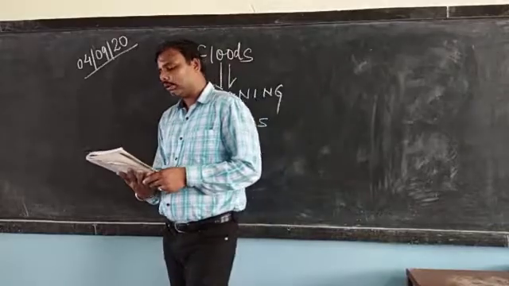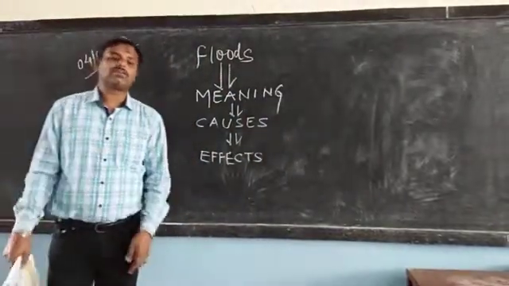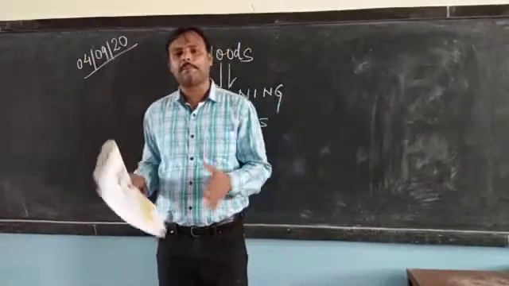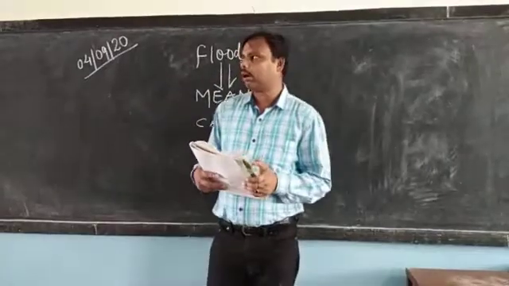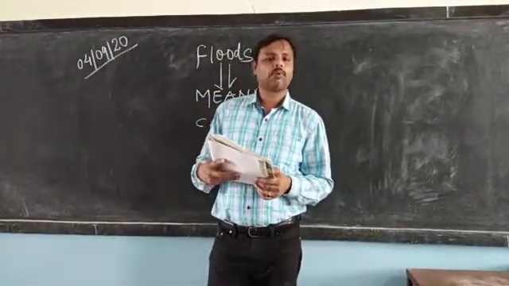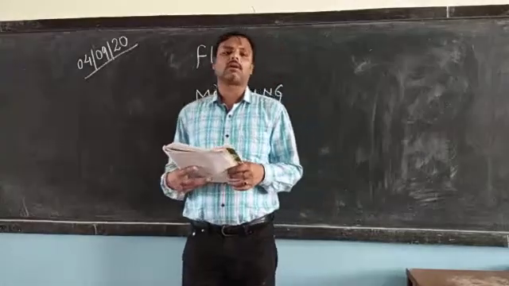Fifth is, the collapse of dams due to faulty engineering designs will also cause floods. Now, this is a human error. The dams or the bridges which are built for the stoppage of water sometimes collapse, and the limits are crossed and the water overflows.